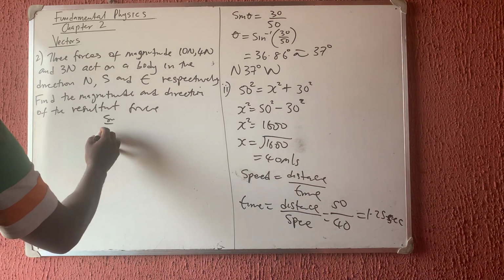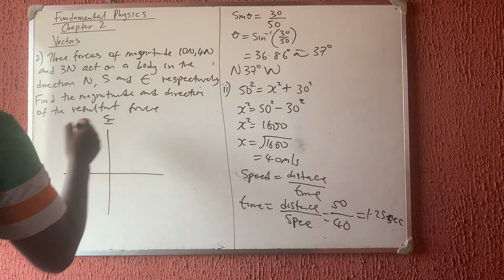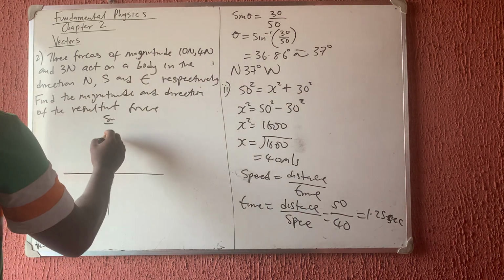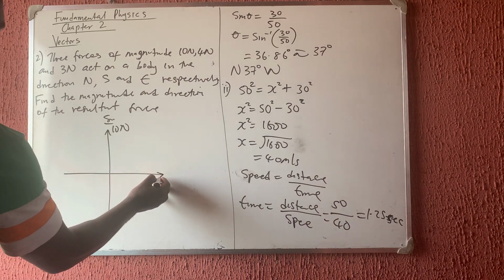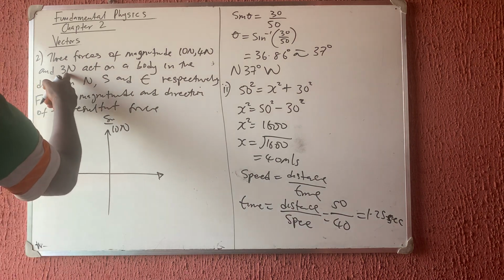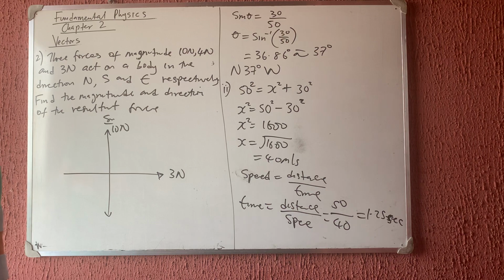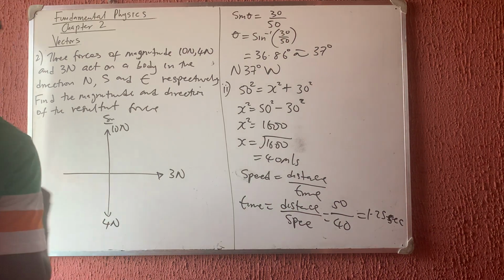Solution. Now to find the magnitude and direction of the resultant force, first of all we need to draw it. I have my cardinal points. The first one is moving due north, and the one moving due north is 10 Newton. The other one is east, and 3 is for east, so I have 3 Newton. Then finally for south, I have 4 Newton, right?